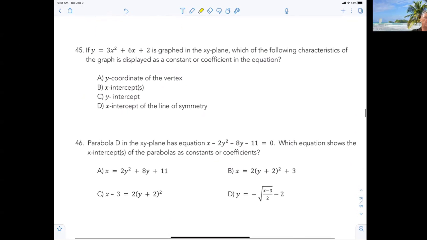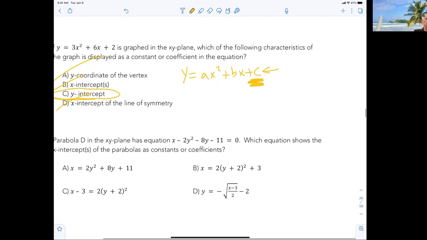So 45. Now, this is something I just want to review with you also. Standard form, y equals ax squared plus bx plus c. Somebody please tell me what c is referred to in this format. Does anybody remember? Because that's what they're asking you about. Is it the y coordinate of the vertex? No, definitely. Is it the x intercepts? Definitely not. The x intercept of the line of symmetry? I don't even know what that means. So it must be the what? Must be the y intercept. All right, so on the standard form, I want everybody to remember this. C is referred to as the y intercept.